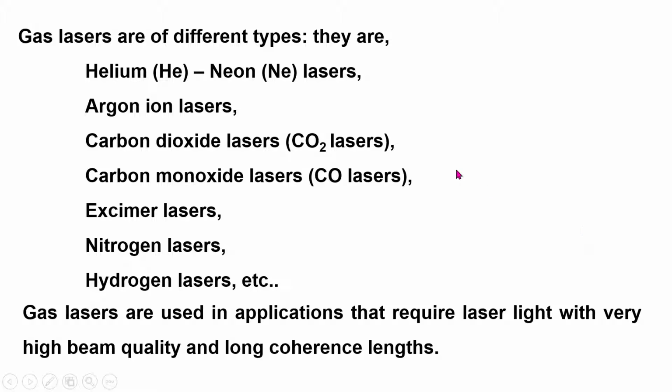Now there are different types of the gases used as an active medium, and according to that the gas lasers are of different types, such as the helium neon laser, the argon ion laser, the carbon dioxide lasers, the carbon monoxide lasers, the excimer lasers, the nitrogen lasers, and the hydrogen lasers. That means the different types of the gases are used as active medium, and according to that different types of the gas lasers are available.